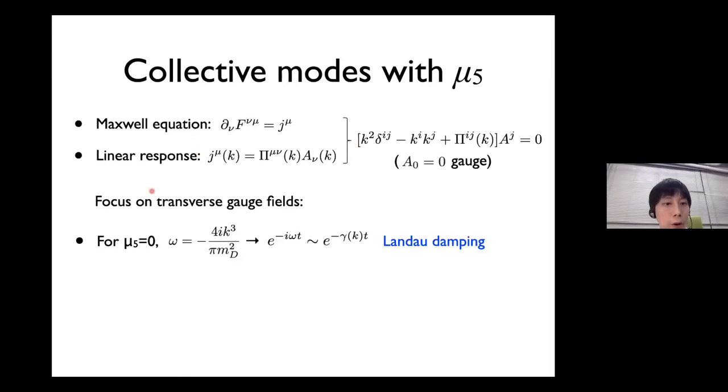From now on, we will focus on transverse gauge fields, because the longitudinal gauge field doesn't change compared with the conventional situation without the chirality imbalance mu_5. They just receive Debye screening. In the absence of the chirality imbalance mu_5, this omega has an imaginary part, which implies that this collective mode is damped due to the absorption by the plasma. This is known as Landau damping.